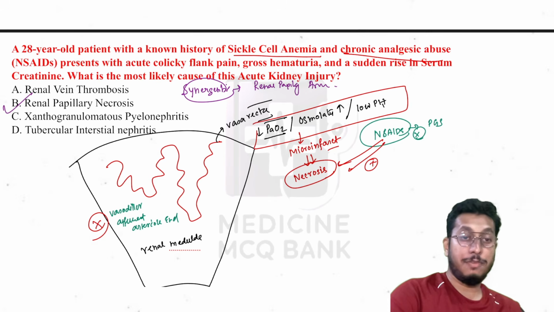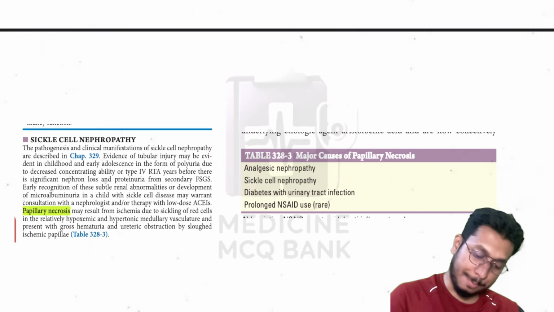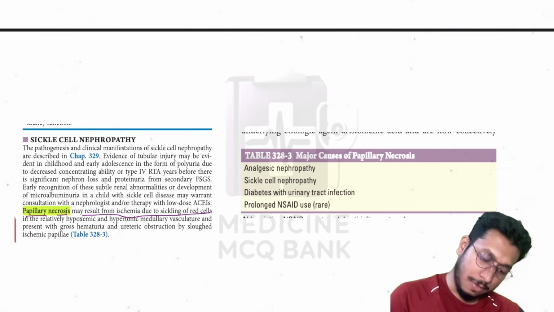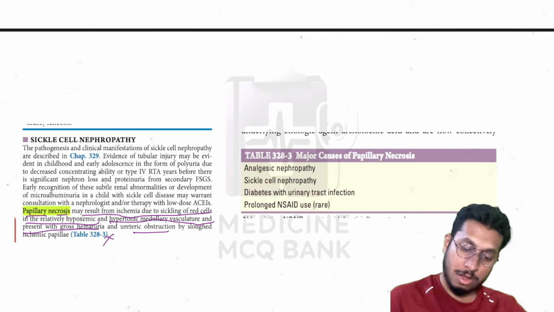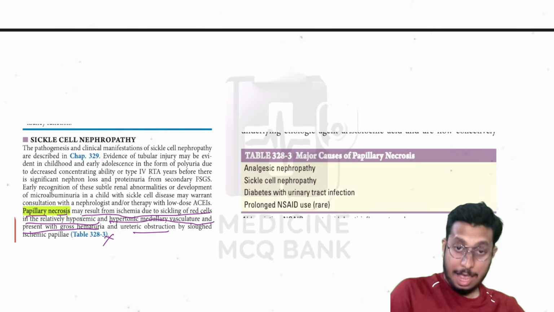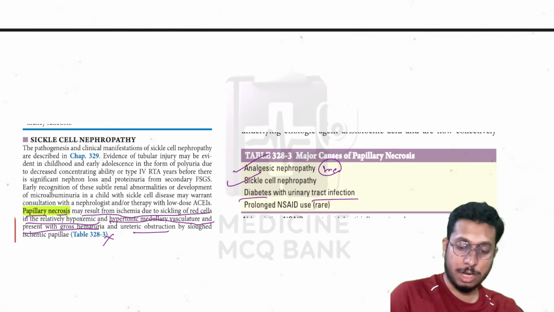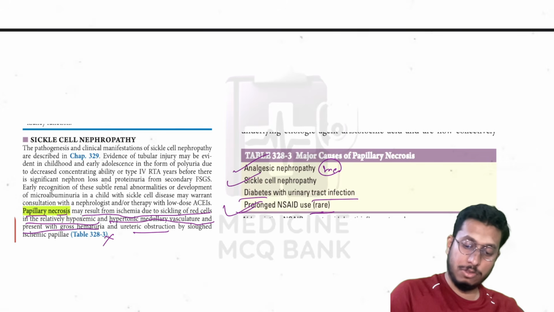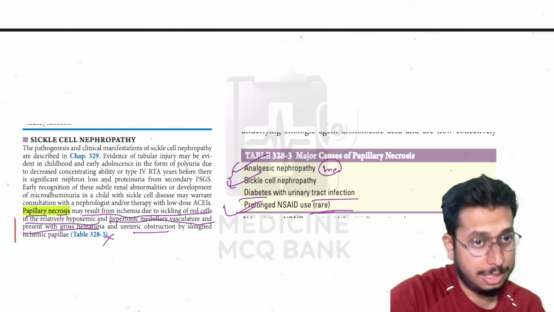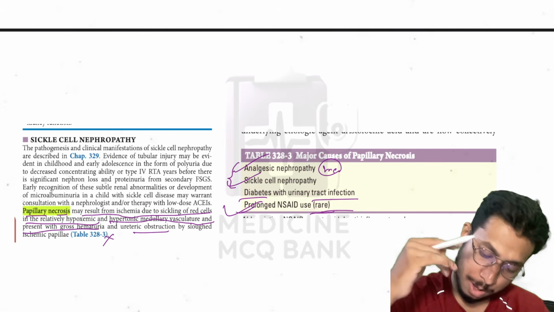Even in Harrison, it says that in sickle cell nephropathy there is a high chance of papillary necrosis because of ischemia due to sickling of red cells in the relatively hypoxemic and hypertonic medullary vasculature, presenting with gross hematuria and ureteric obstruction. So what are the causes? Analgesic nephropathy is the most common cause, followed by sickle cell nephropathy. Then diabetes with urinary tract infection is an important cause, and prolonged NSAID use is obviously a cause. So here A and B both are there. That's why this is a condition of papillary necrosis.